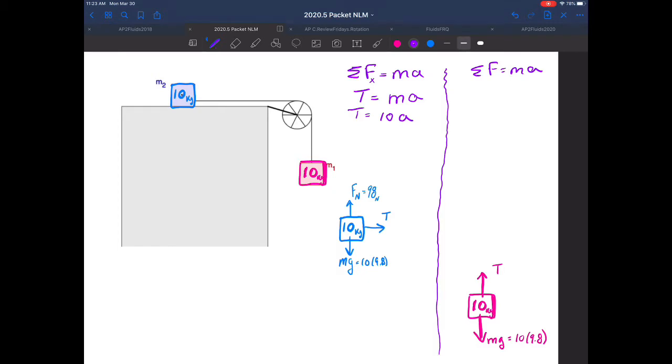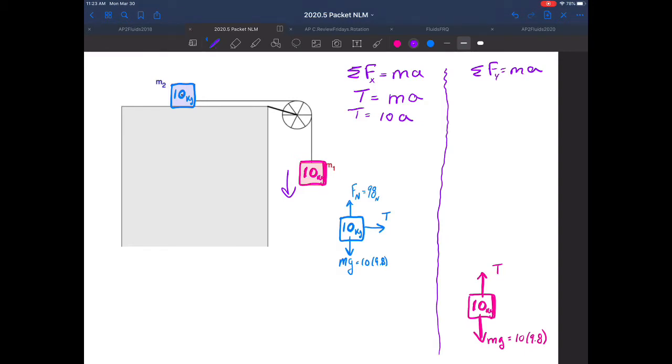Let's go to the pink block. Things get a little sneakier in the pink block. The pink block is moving in the y direction, right? Like this, up or down. Wait a minute. Only down. Unless somebody gives the system a push to start out with, there's no way that from rest this pink block will move up. So our pink block will accelerate down.